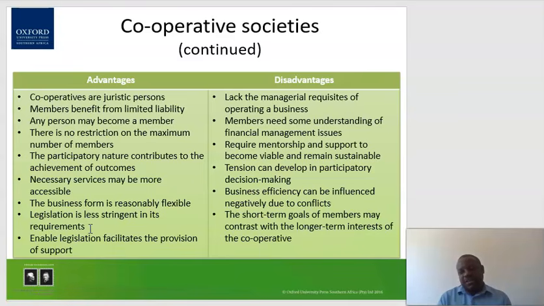People vote. And they say people have equal votes. So it's unlike a case of companies where the majority shareholder may have more influence than others. In the case of cooperatives, it's one man, one vote.